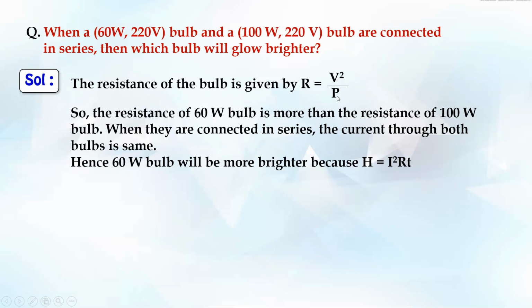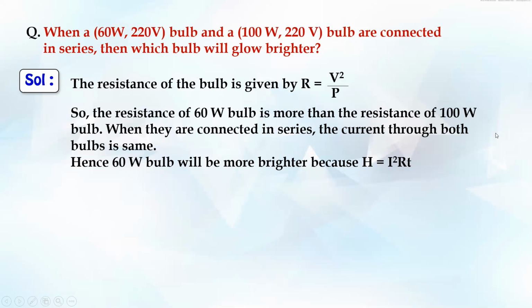So R is V squared upon P. If you see, the numerator's value is going to remain the same, 220, 220. So everything depends on the denominator. So hence it is divided by 60 and divided by 100, and we know if we divide it by 60, the resistance will be more. Hence brighter will be the 60 watt bulb.